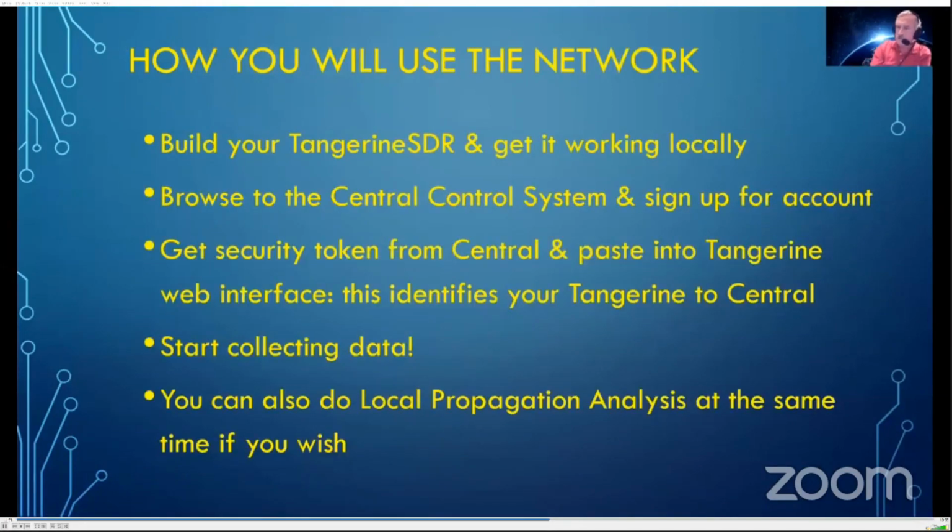Here's how you'll use this network. First, you build your Tangerine system and get it working locally. We'll provide some test routines that allow you to verify that your system has been plugged together and configured correctly and is working. Then using your browser, connect to the central control system, sign up for a free account. Get a security token from the central and paste it into the Tangerine web interface. That will identify your Tangerine to the central control system. Again, this works almost identical to the way the SatNOGS system works. Then you start collecting data. You can also turn on local propagation analysis at the same time.